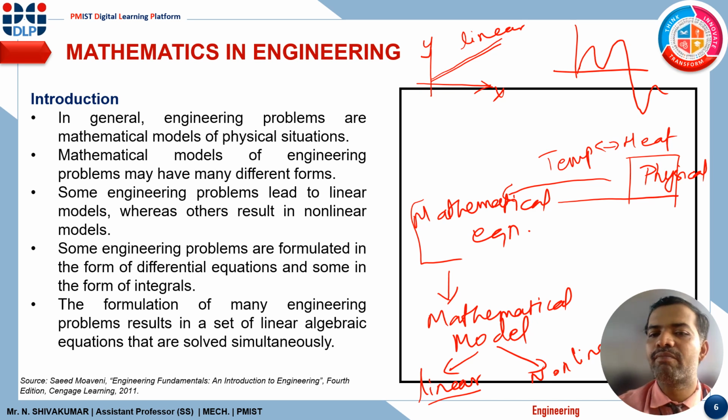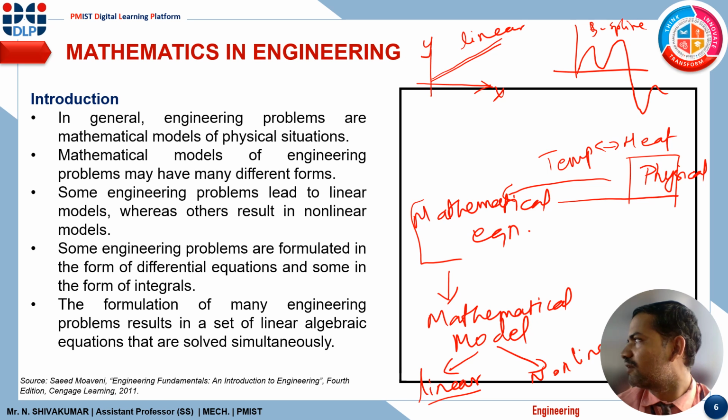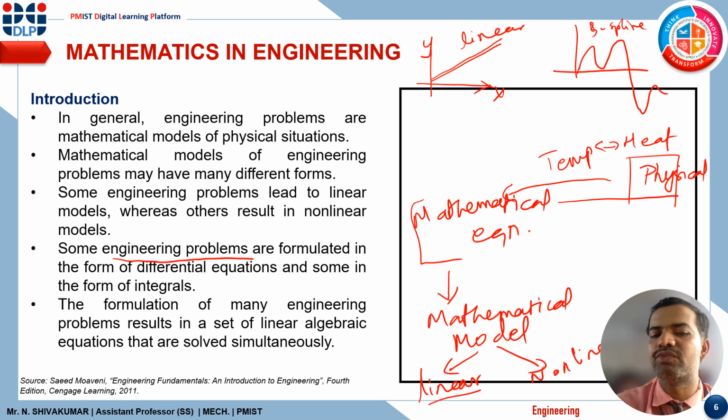One is plane, B-spline, polynomial, non-linear, rational B-spline, that is called a NURBS. So there are different types of non-linear waveforms possible. Okay, so these are going to be applied in our engineering problems. Most of the engineering problems we deal with the mathematical equation.